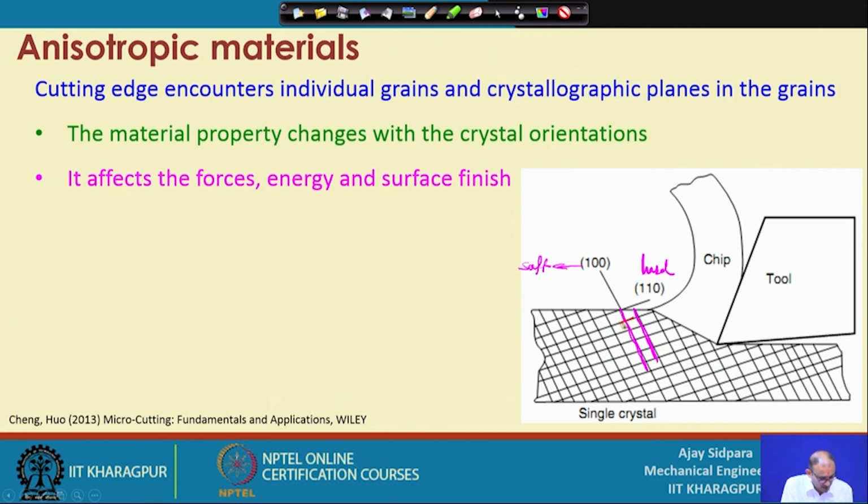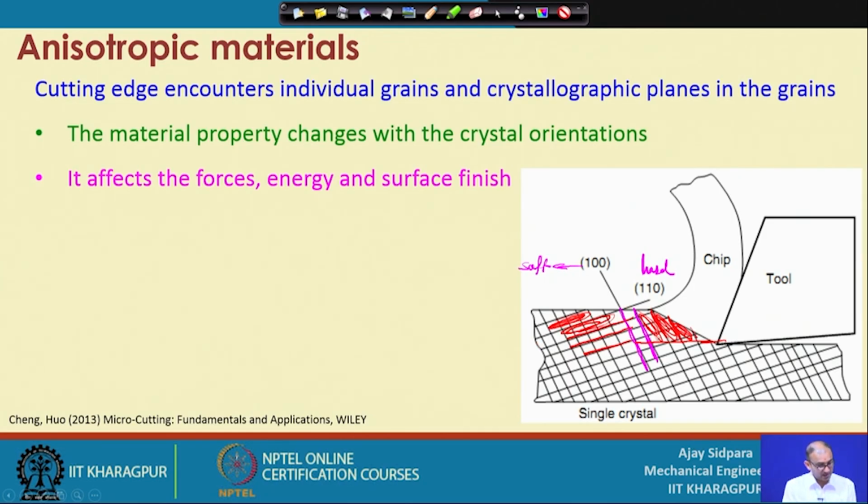and it is very hard, or it is very strong in this direction. So, when your tool is moving in this direction, what is going to happen? Your chances are very high that material will be removed in this fashion. So, this whole thing will come out as a chip instead of coming out like in this direction, because this plane is very hard in this case.